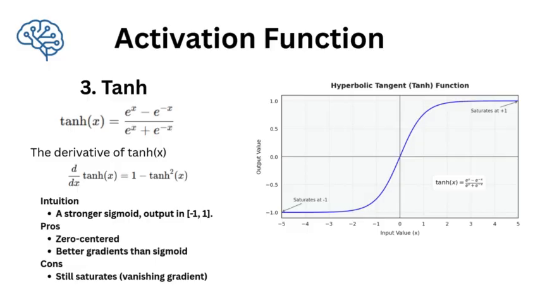To summarize, the tanh activation function provides better performance than sigmoid due to its zero-centered output and stronger gradients, but it still suffers from saturation issues. This limitation motivates the use of activation functions like ReLU, which will be discussed next.